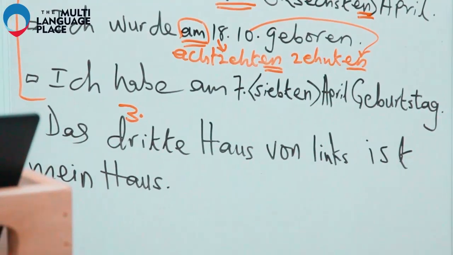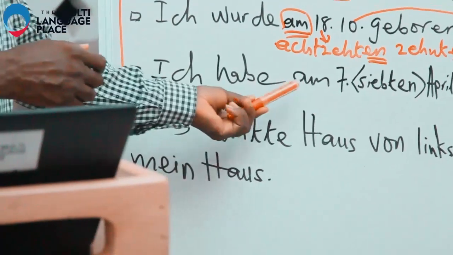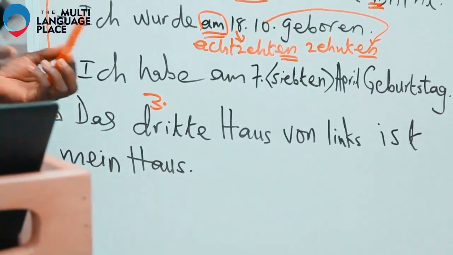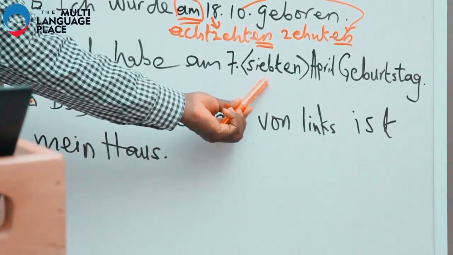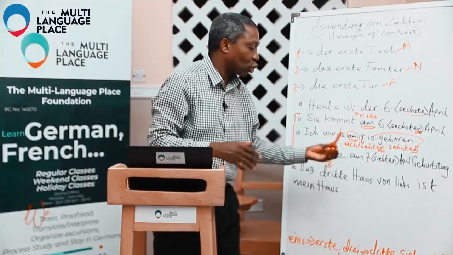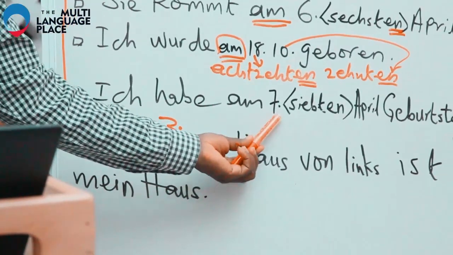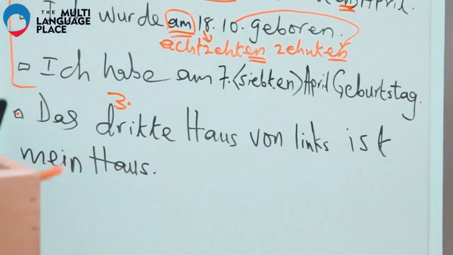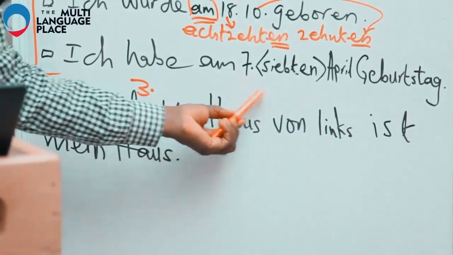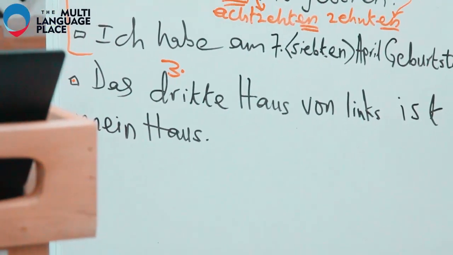And then we go to the third one. Ich habe am 7. April Geburtstag. Of course, just for clarity, normally if you are writing it in a sentence, you don't need to put this one. Once you have indicated it like this with the dot, you are saying the same thing. So just for clarity, that's why we have it again here. Ich habe am 7. April Geburtstag. I have birthday on the 7th of April. Ich habe am 7. April Geburtstag.